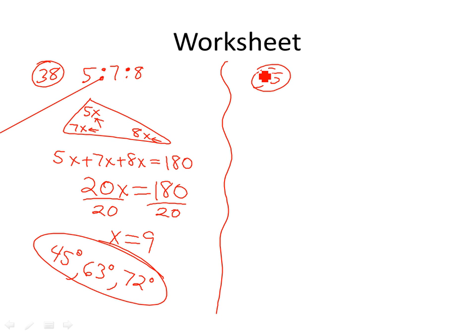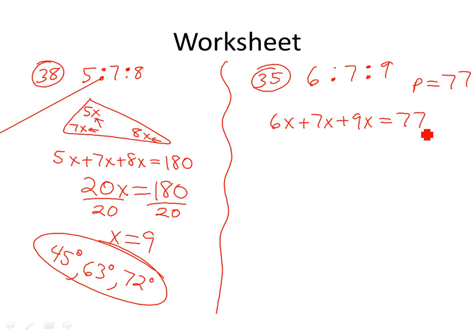The ratio of the measures of the sides of a triangle is 6 to 7 to 9. The 3 sides of a triangle, Robert, always add up to 180, right? No. All right, we'll make sure. They tell us that the perimeter this time is 77. So how am I going to write an equation? 6x plus 7x plus 9x equals 77.